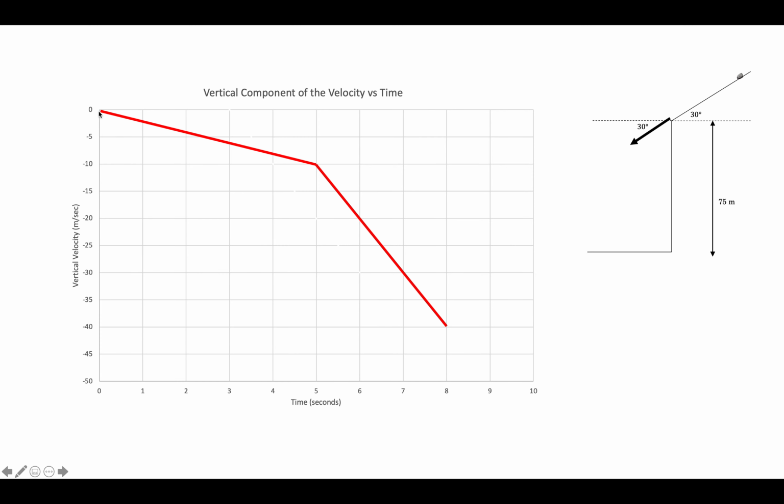The vertical component, it goes from 0 to 10 down in 5 seconds, and then it accelerates at 10 meters per second every second. So it's at 10, 1 second later, it's at minus 20, 2 seconds later, at minus 30, hits the ground with -40 in the vertical direction. That's exam 1.